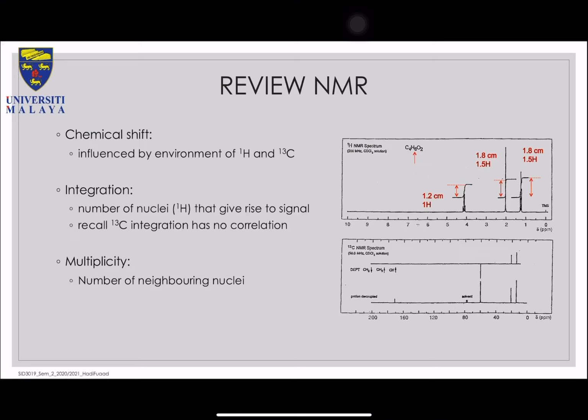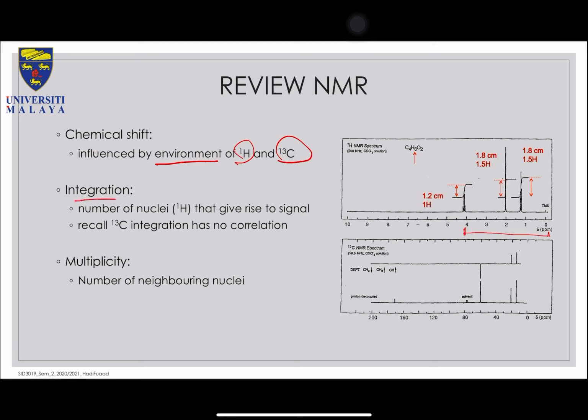Okay, so let's do a review. First one is chemical shift. I'm hoping that everybody knows chemical shift. Chemical shift is basically the peak's position with regards to 0 ppm. Chemical shift is normally influenced by the environment of the proton and the carbon-13. What I mean here is that depending on the location, two protons in the same molecule will have two different chemical shifts depending on the environment, meaning whether they are deshielded or shielded, they will have a different chemical shift.